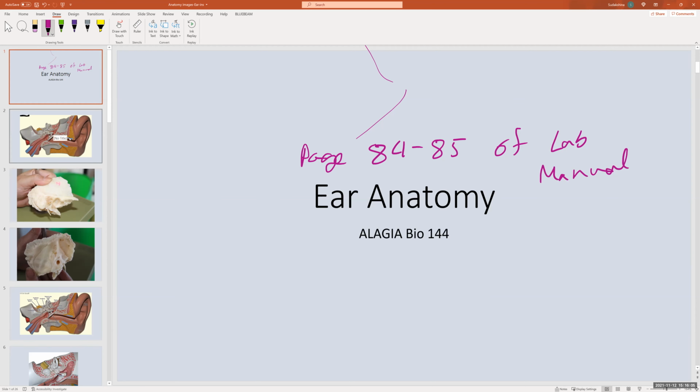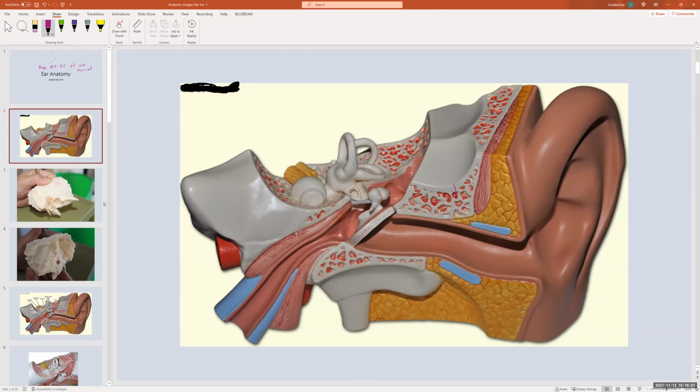All right, so let's start with this. What you are looking at is a model of the ear. So when we look at the ear, we see only a smaller component of the ear, what's externally visible. Much of the ear is deeper within our cranium, passing through and within the temporal bone.